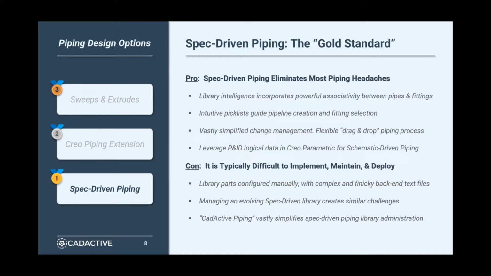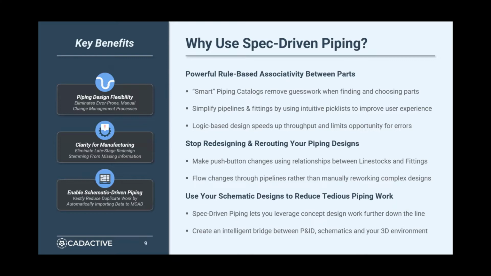Arguably more importantly, spec piping makes change management way easier. More of this flexible drag and drop style of piping design. And probably the biggest one to highlight is that it does allow for the import of logical P&ID data. So, like I said, three main reasons why spec piping is superior: associativity between your standard components, simplified pick lists and user interfaces, change management becomes immensely easier, and we can use schematic information in Creo specifically.